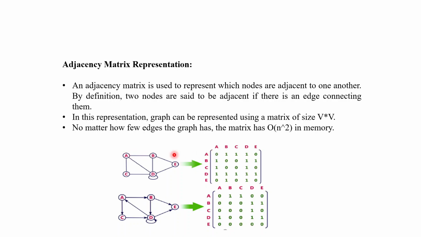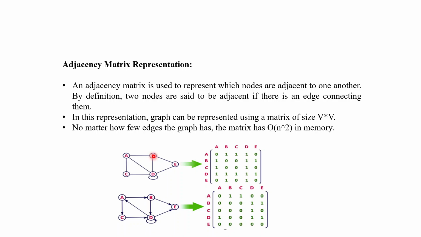A to B, there is an edge, so 1. A to C, there is an edge, so it is 1. A to D, there is an edge, it is 1. And A to E, there is no edge, so it is 0. Then we have completely finished the vertex A, so we'll go for B.